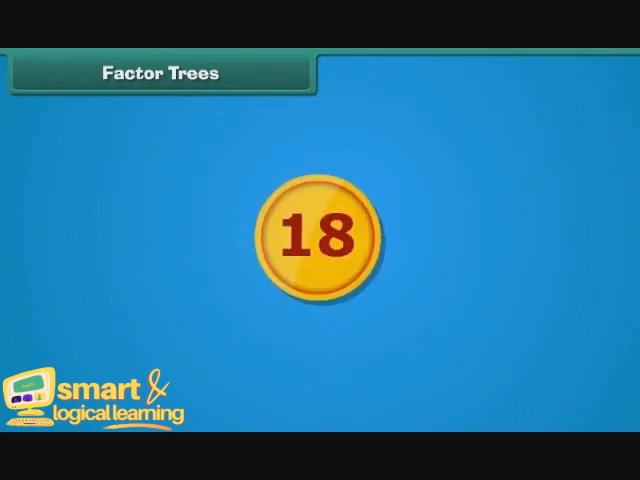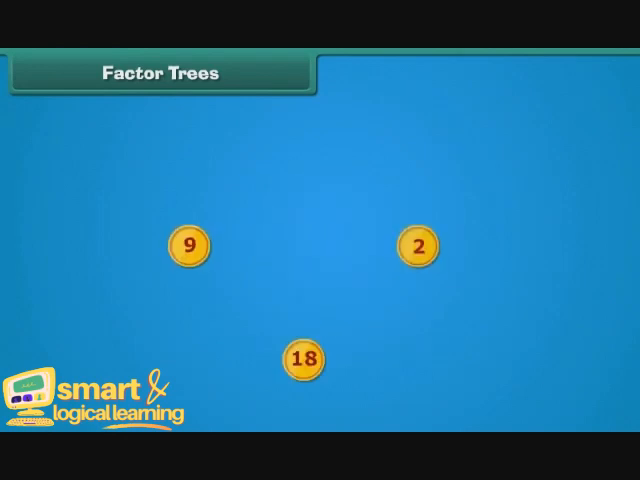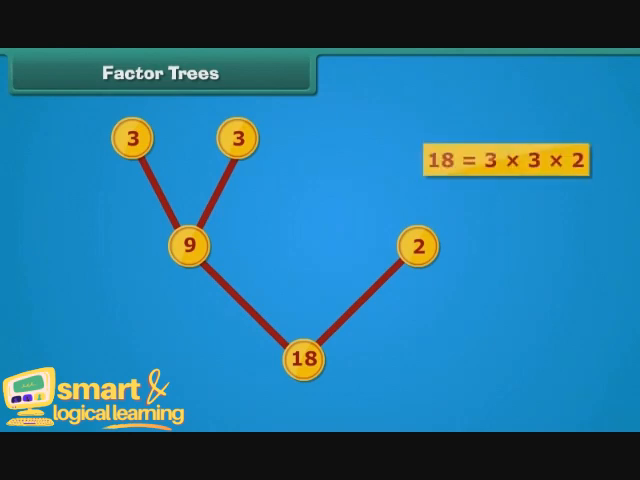Factor trees. Let us now express the factors of 18 with the help of a factor tree. 18 can be expressed as the product of 9 and 2. We draw 2 branches from 18. Mark one as 9 and the other as 2. 9 can be written as the product of 3 and 3. We draw 2 branches from 9. Mark both as 3. 3 can be written only as 1 multiplied by 3. 2 can be written only as 1 multiplied by 2. We skip these factoring. The factor tree for 18 is complete. We can write 18 as the product of 3, 3 and 2.